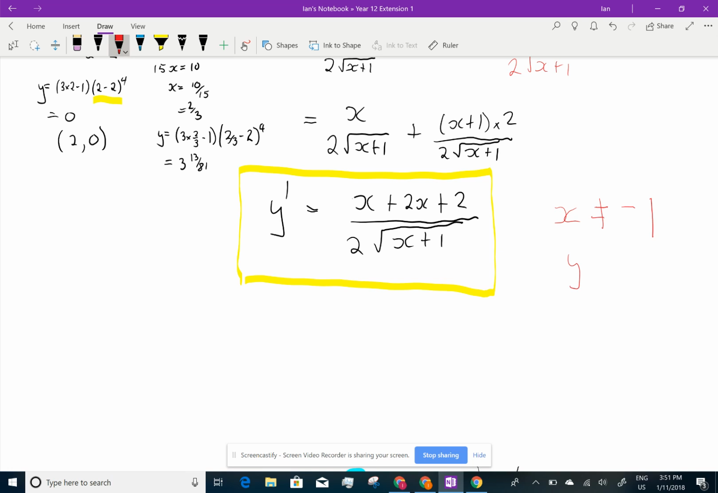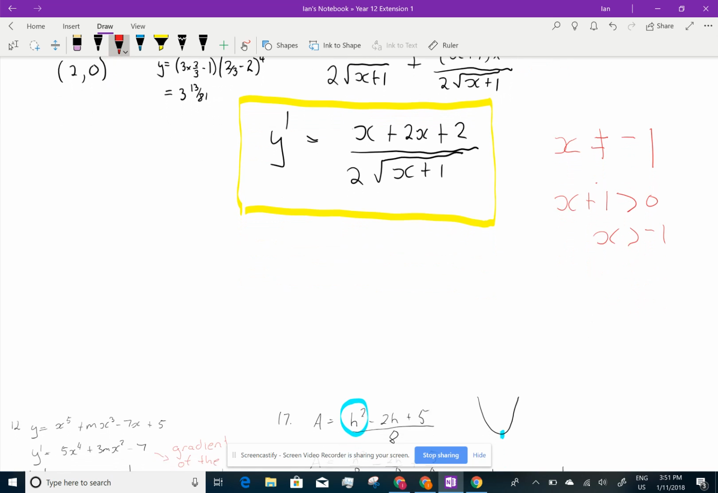And x must be greater than... x plus 1 can never be less than 0. So x has actually got to be greater than 0 for x plus 1. So x has got to be greater than negative 1. It can't equal negative 1. It's got to be x must be greater than negative 1. So if we get that as one of our solutions when we do this next bit, we can't be right.